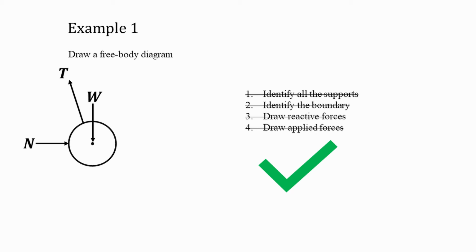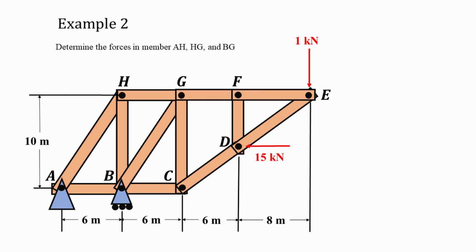I know this is too easy, so let's practice a harder problem. Here we have a real truss problem in statics. The problem wants me to determine the forces in members AH, HG, and BG.